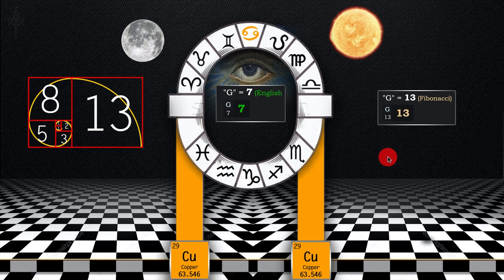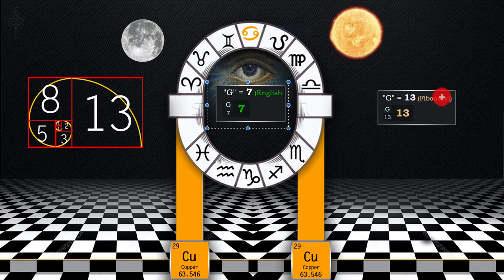What about the English? The English is the number seven. G is the seven. Remember, folks, G is a spiral. The G is the spiral. What does the word gold start with? G. What does golden ratio start with? G. It's gold.